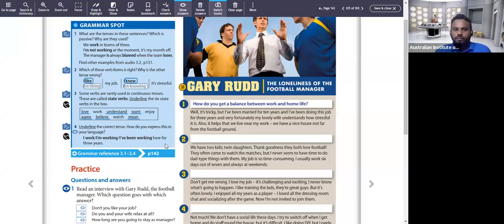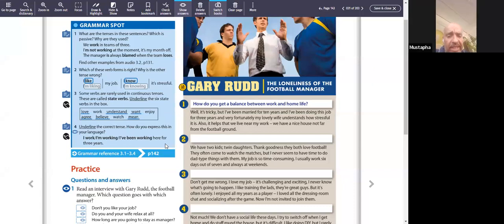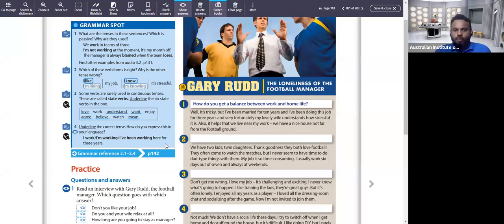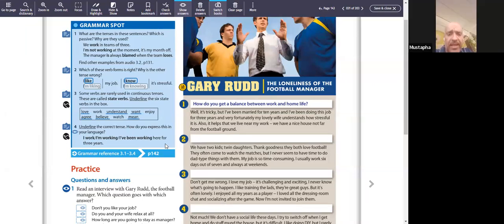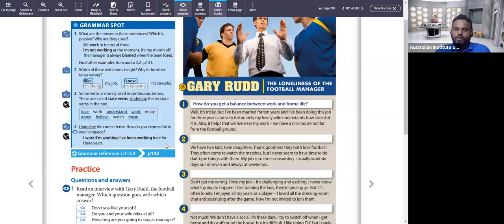So you have to choose a verb. Yeah, I've been working. I've been working here for 3 years. Beautiful. Can you explain why this one? Why not "I work"? Why not "I'm working"? It's the present continuous sentence. Present perfect continuous.